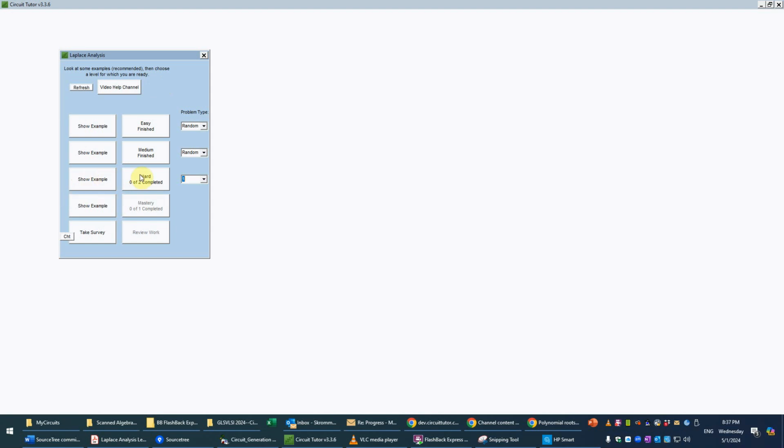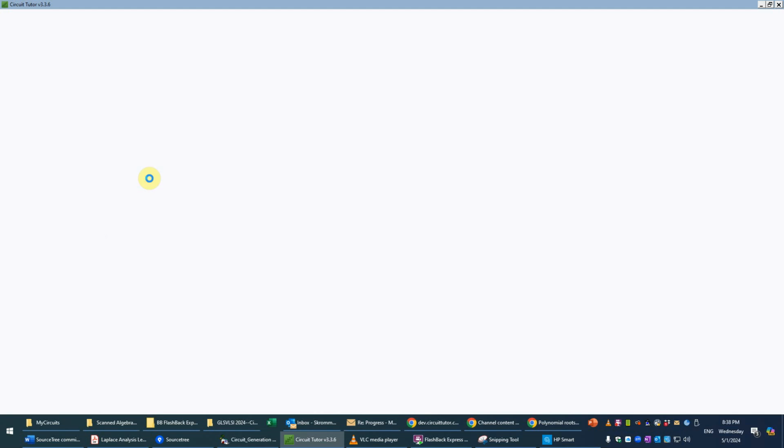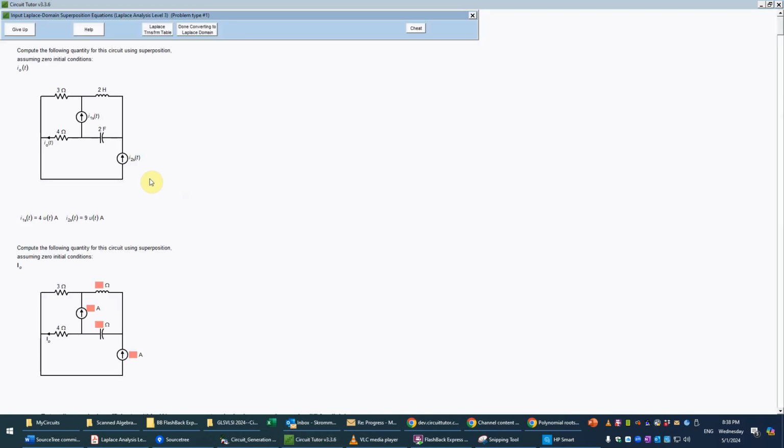So let's go ahead now, and I'm just going to jump into a problem at level 3 here. This is going to be a superposition type of problem, which is a little bit lengthier than the lower level problems, because we will have to analyze several, actually 2, child circuits here. So here's our problem, and we're instructed to analyze it using superposition.